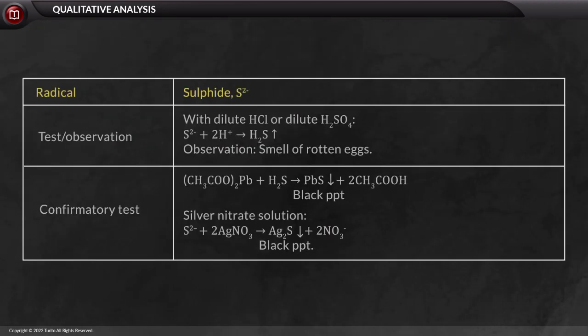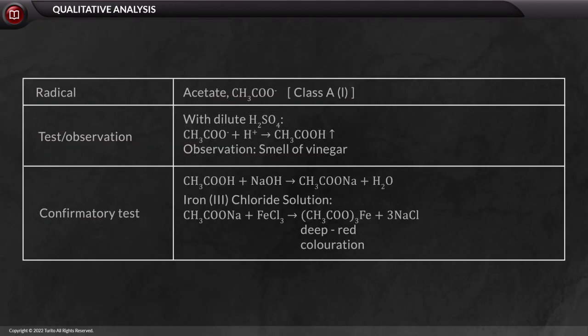Next is sulfide. With dilute HCl or dilute H2SO4, it forms H2S gas, having a rotten egg smell. This H2S gas, when passed through lead acetate or silver nitrate solution, gives a black precipitate. Last, in class A1 is acetate ion, which with dilute sulfuric acid gives vinegar. When this solution is added with NaOH, it gives sodium acetate, which in reaction with ferric chloride gives a deep red color solution.